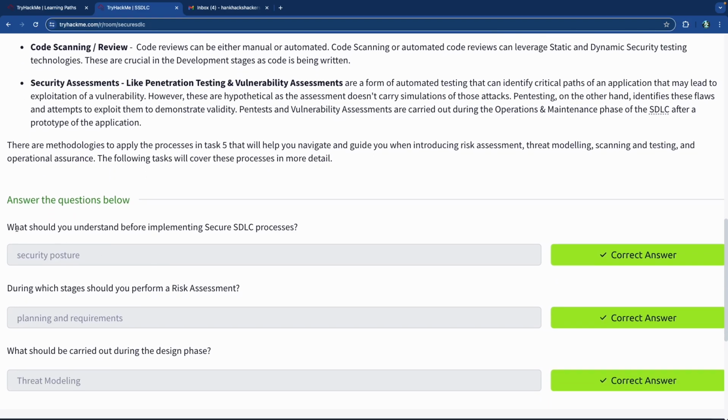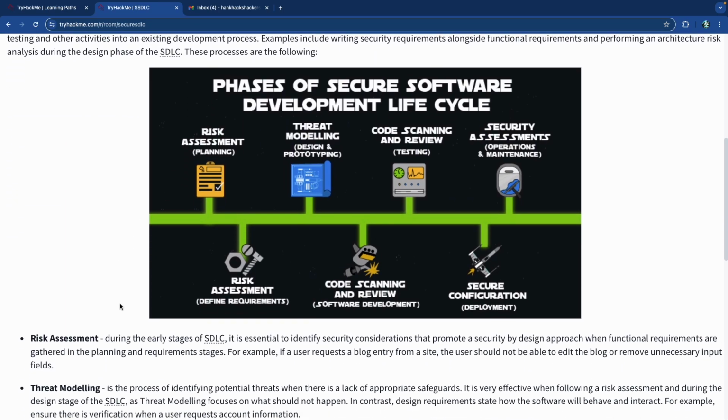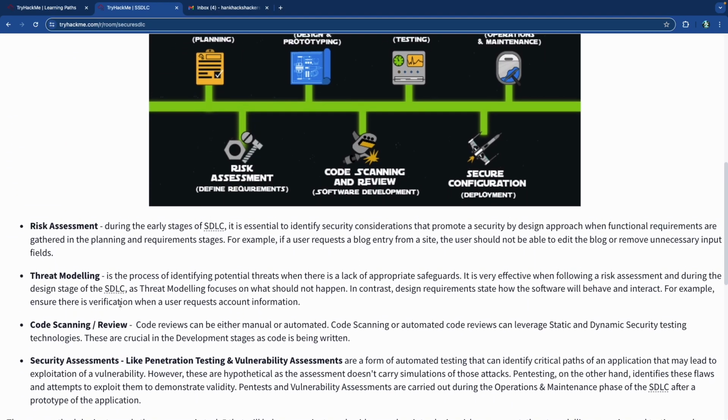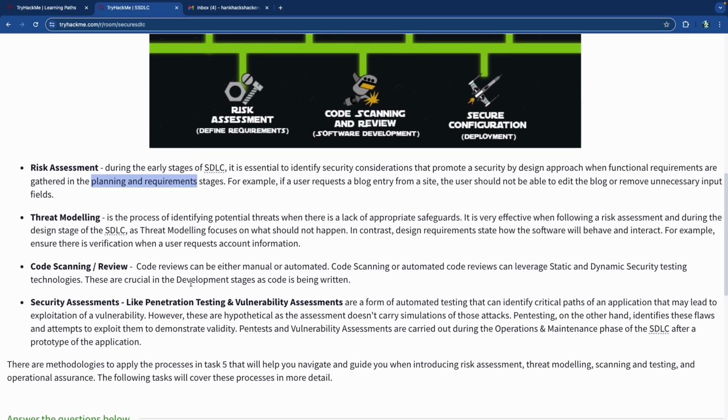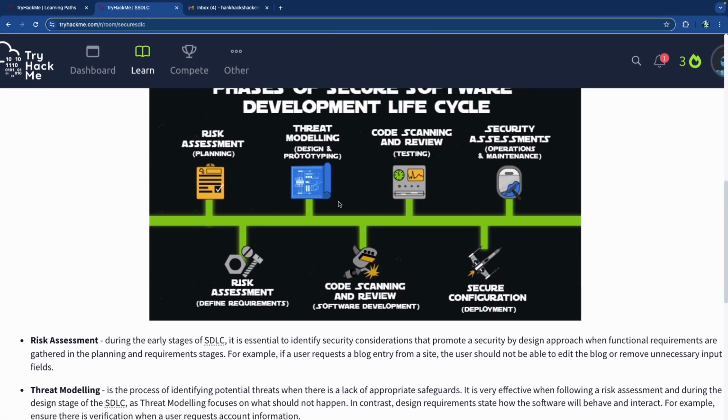So the first question here is, what should you understand before implementing secure software development lifecycle processes? And that is the security posture of the company. And then, during which stage would you perform a risk assessment? It's done during the planning and requirement phases, the early phases of the software development lifecycle. And then, what should be carried out during the design phase? During the design phase, we're going to be doing threat modeling.